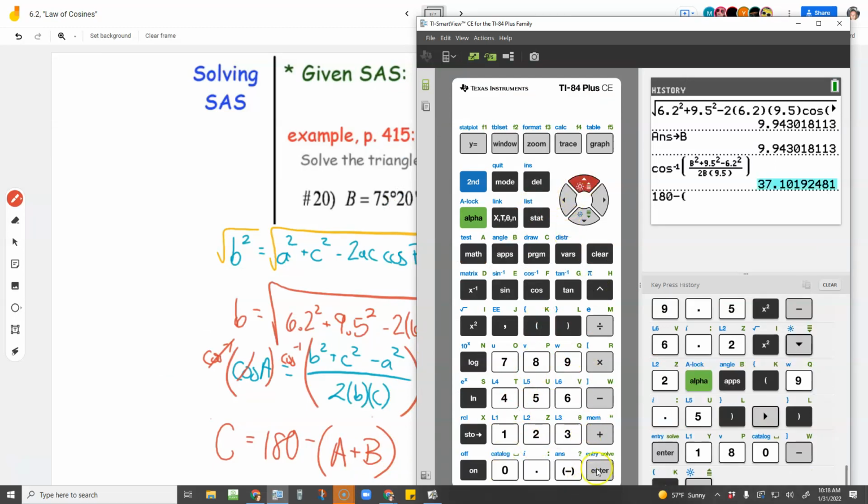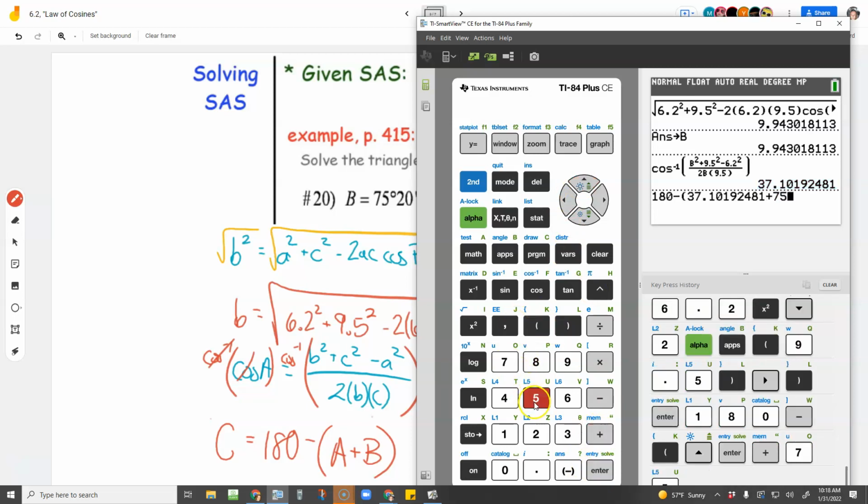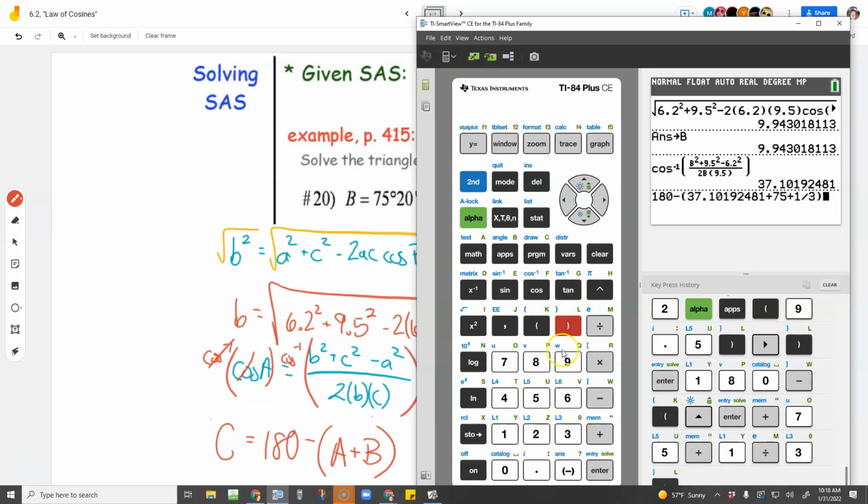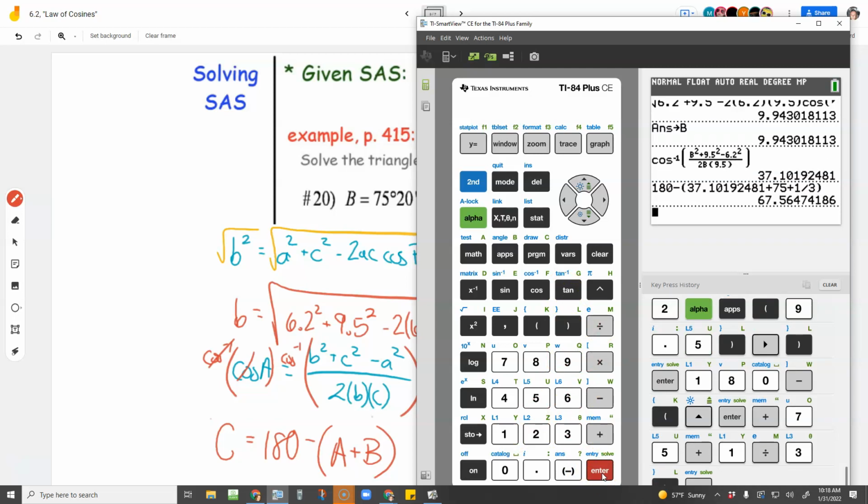Can't you go copy, paste, right? You guys getting your copy, paste? Go up, hit enter. Plus, and then as Andy said, I'm doing my 75 and a third, but once again, I'm lazy. You can go get your minutes and seconds. Final answer, we should all be getting the exact same 67.565. We should be getting the exact same.